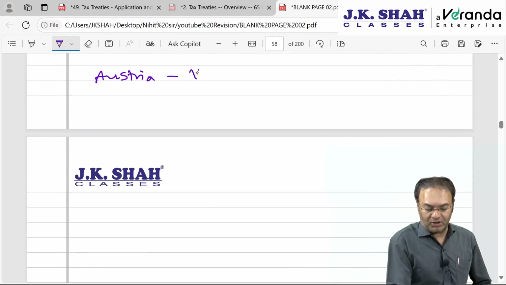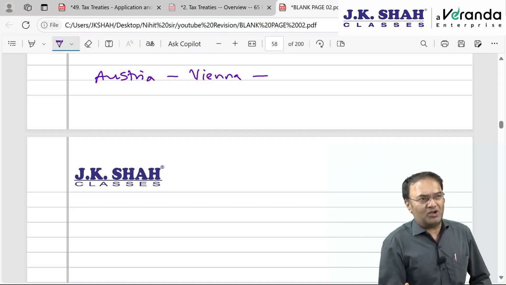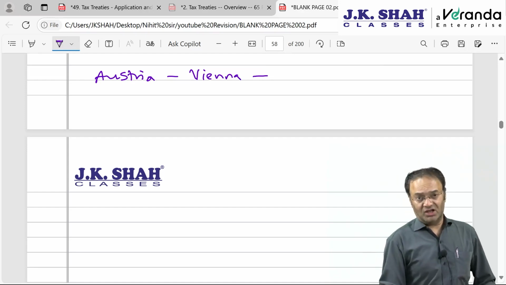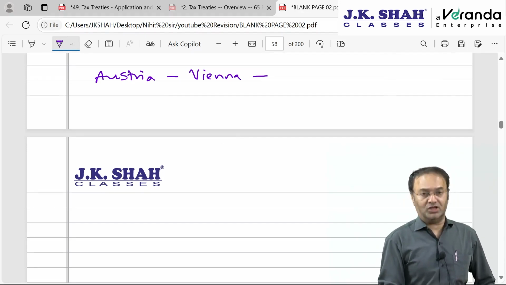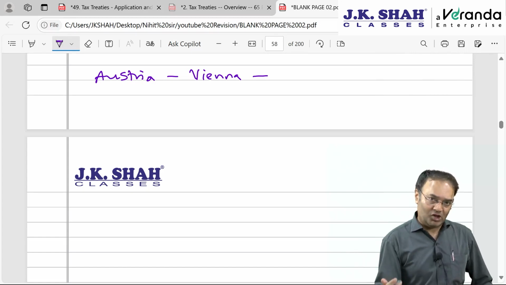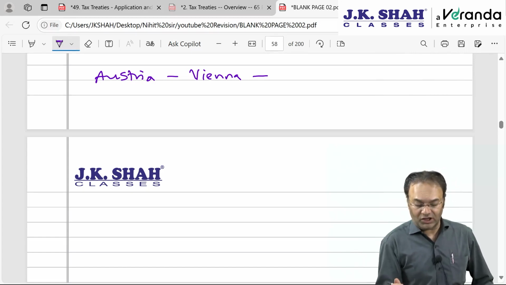Austria, capital is Vienna. It's a European country, rich, very small, tiny country, a very beautiful place to live, but with a very high rate of tax. Tax rates are very high there, so don't think of shifting there. Stay in India, work for India, because whatever you are today, you are because of India.